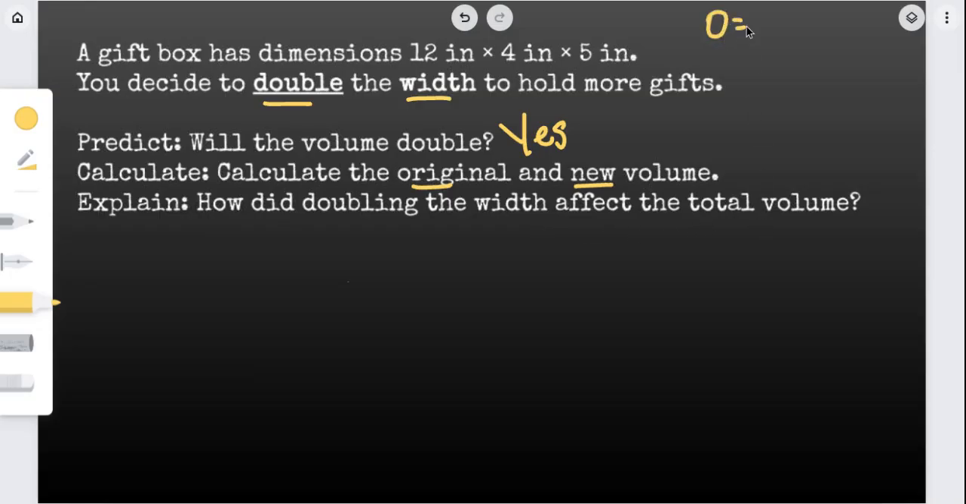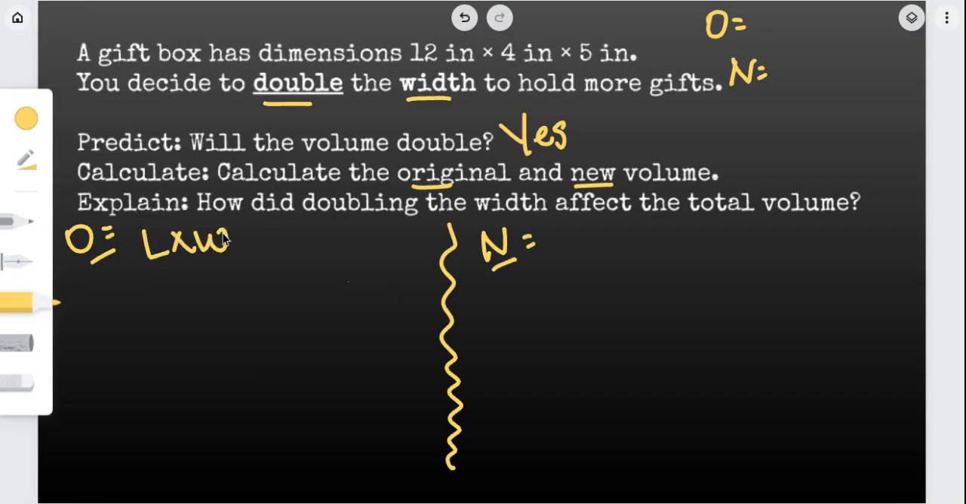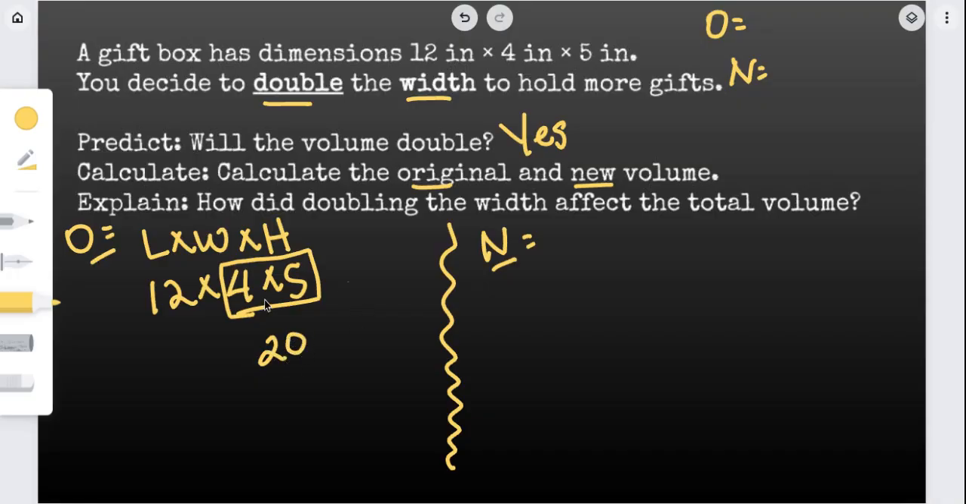So I'm going to go ahead and set it up, my original and my new. Make clear areas for me to work. Let's get started. Length times width times height. I'm going to use the dimensions that they've given me here because nothing is changing for the original. 12 times 4 times 5. I'm going to start with this because I know that 4 times 5 is going to be a nice, easy number to work with, the product of 20 with that 0 on the end.